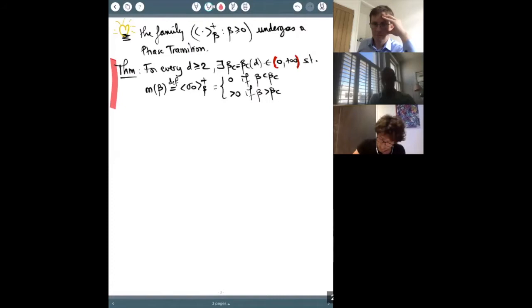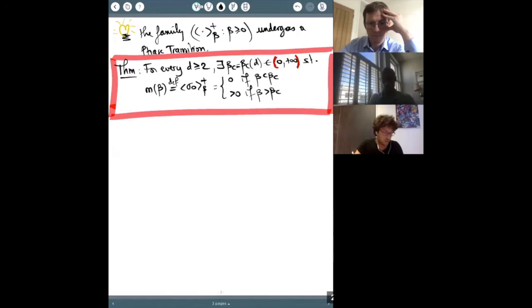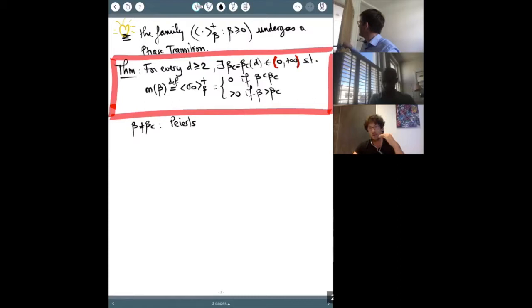So this is a theorem, and this theorem is a combination of two results. First, it's Peierls' result that tells you that when beta is small, well, this was even known before, but when beta is small, you don't have symmetry breaking, the magnetization is zero. But Peierls proved that when beta is large, you have symmetry breaking. So the magnetization is strictly positive.